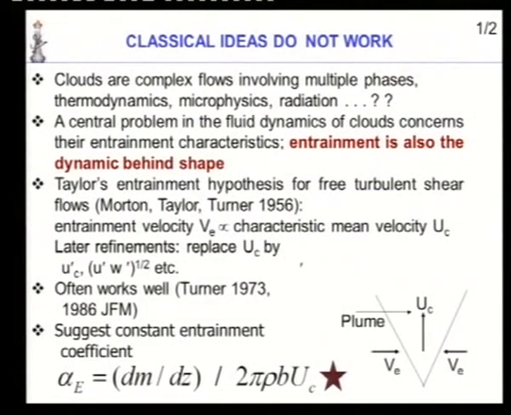The basic assumption made was that the entrainment velocity, the fluid coming in here from the outside, from the ambient, is proportional to some characteristic velocity inside the flow. So VE is a constant times UC, for example, if that's the center line velocity. And various other people have tried developments of this idea by replacing UC by the turbulence intensities, the fluxes, and so on. And it actually often works very well.